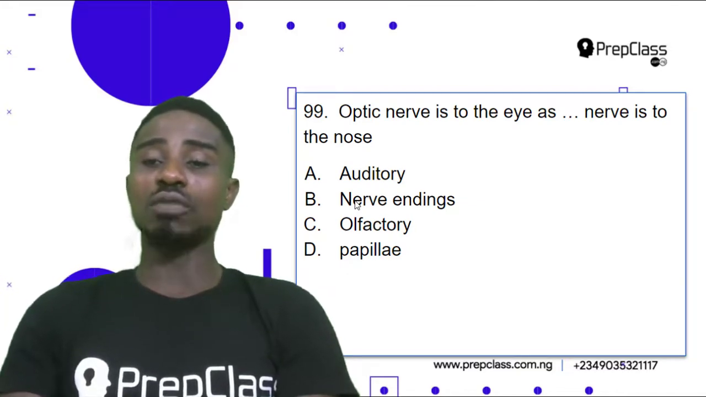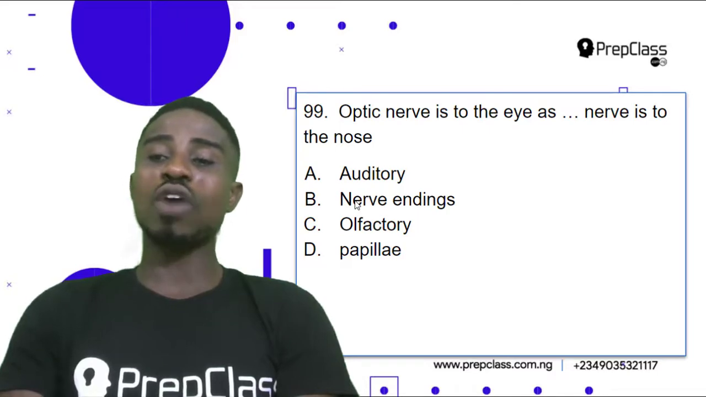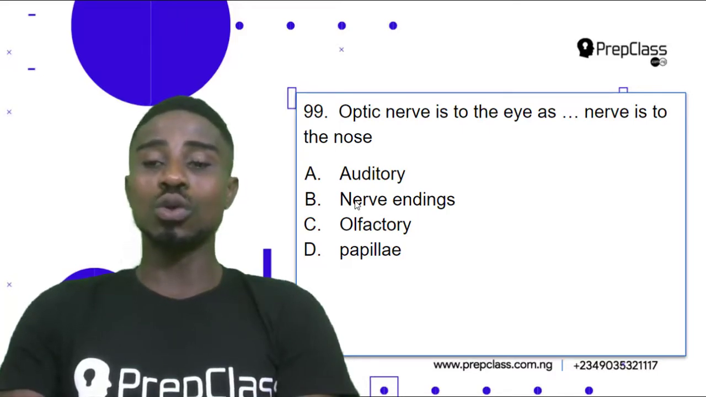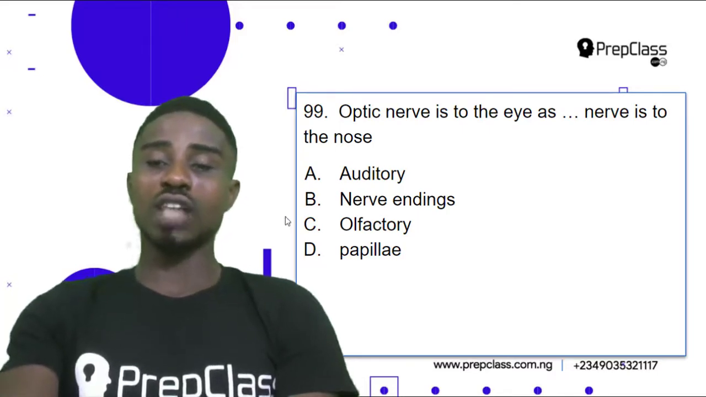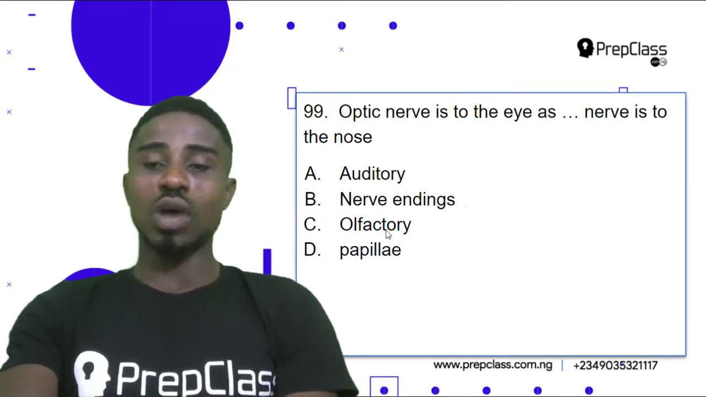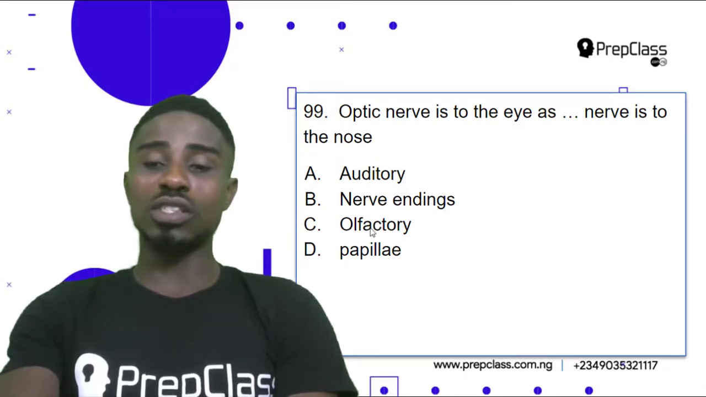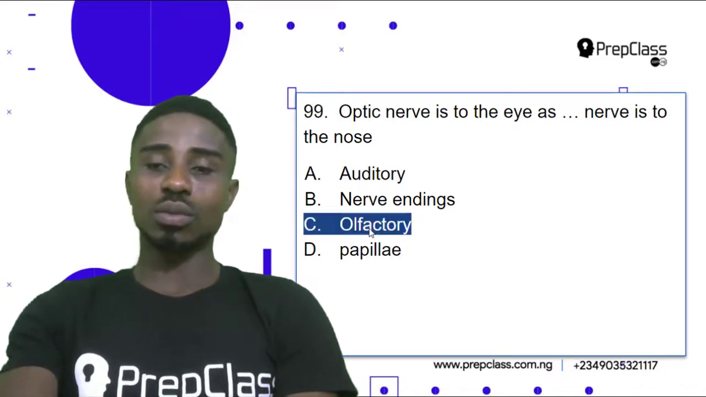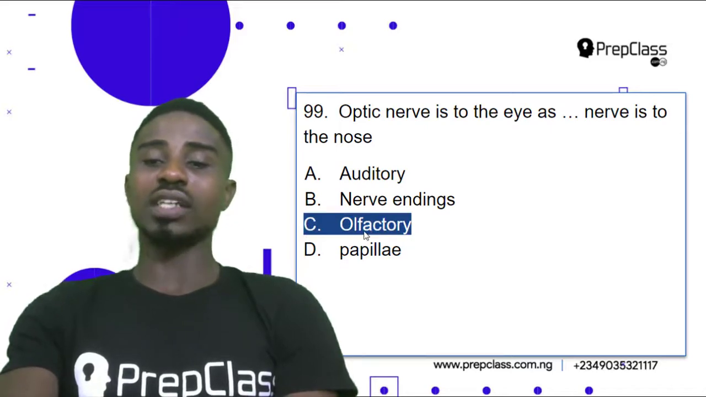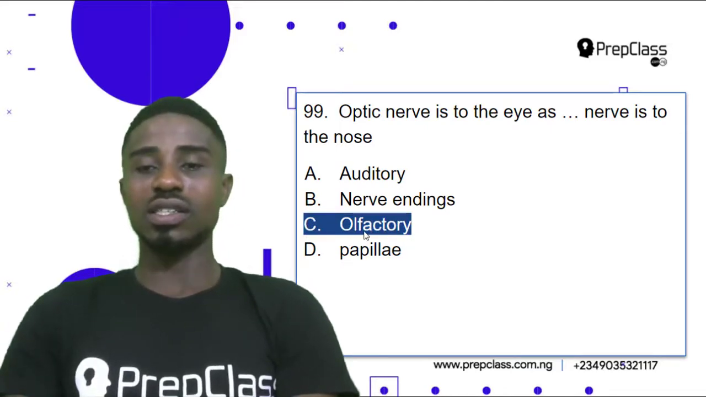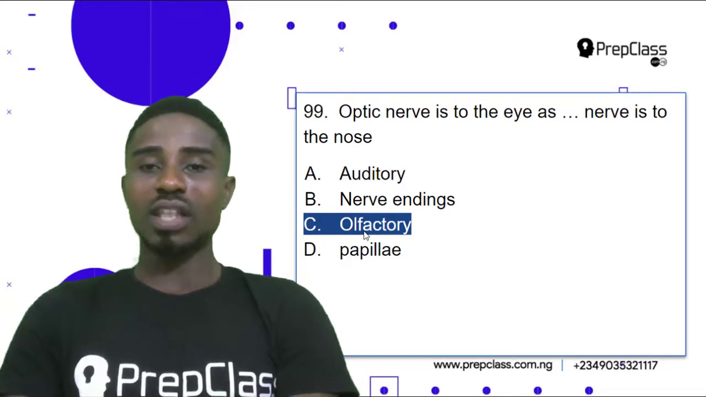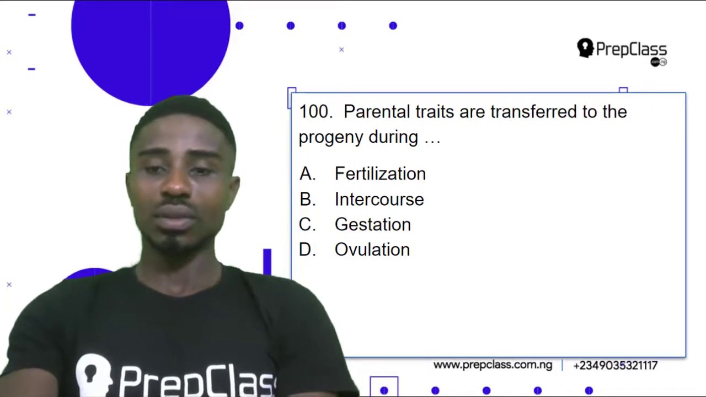So optical nerve is to the eye as olfactory nerve is to the nose, because olfactory has to do with the nose. So our correct answer would be option C, olfactory nerves is to the nose. Let's check it out. Question 99, olfactory is our correct answer. Let's look at the next question.